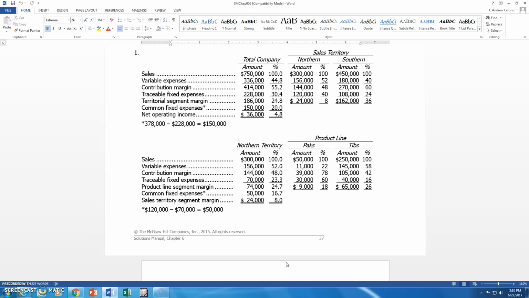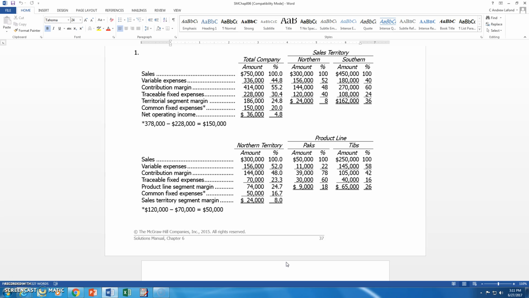They also tell us that the company is the exclusive distributor for two products, PACS and TIBS. Sales of PACS and TIBS totaled $50,000 and $250,000 respectively in the Northern Territory during June. Variable expenses are 22% of the sales price for PACS, 58% for TIBS. Cost records go on to show that $30,000 of the Northern Territory's fixed costs are traceable to PACS, $40,000 to TIBS, with the remainder common to the two products.